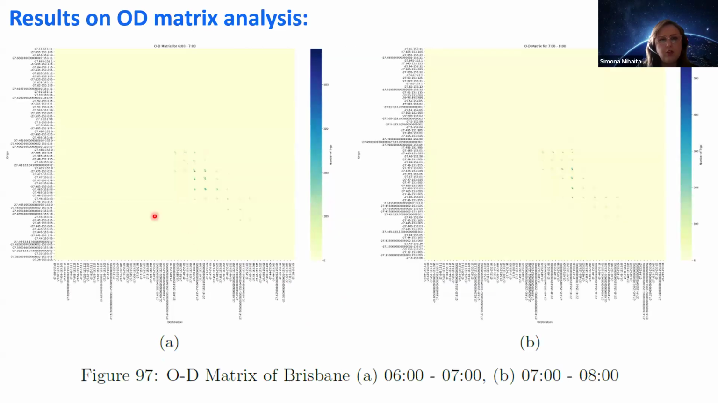The final thing I'm going to talk about is the origin to destination matrix. We took all these mesh blocks for the city of Brisbane. Maybe it's very little, and you can't see their IDs here, but that's not the point.